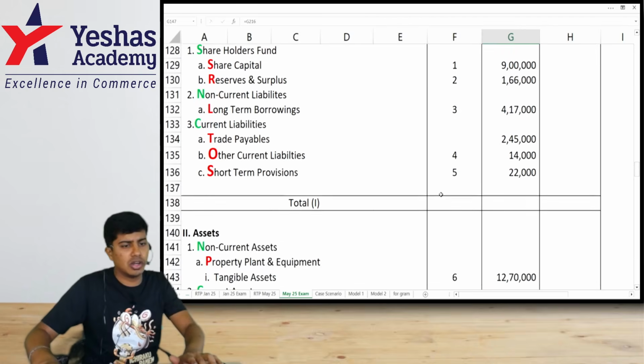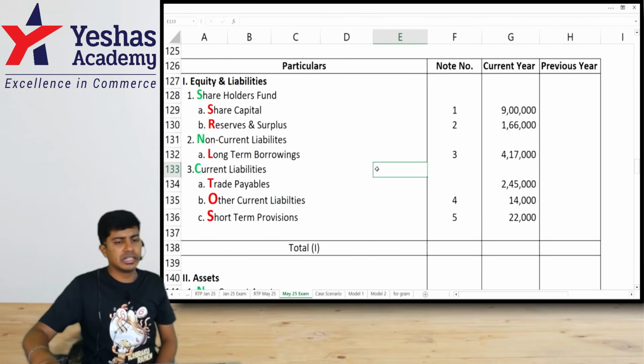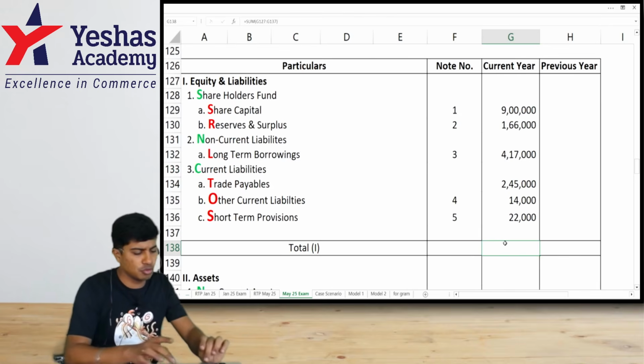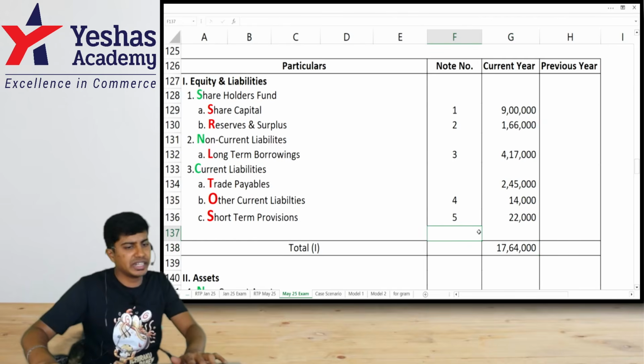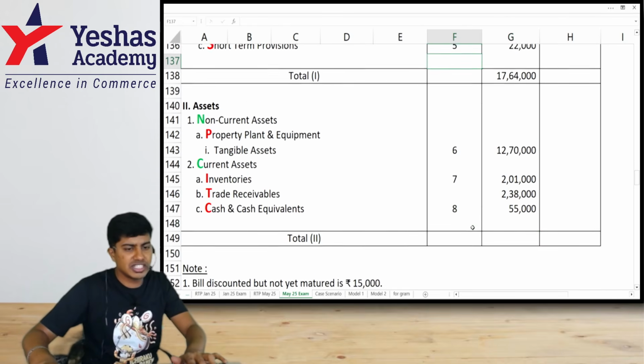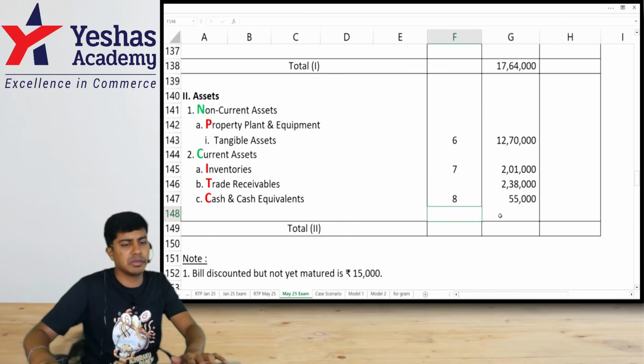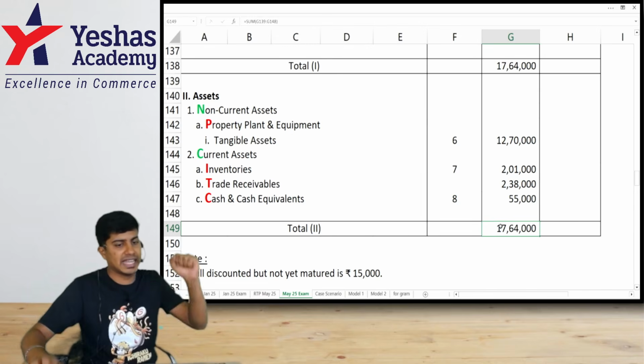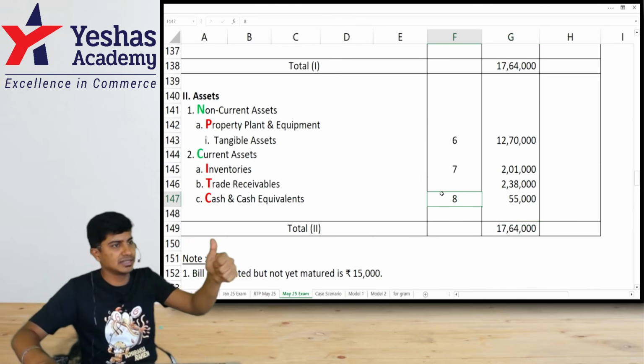Now take the total on the liability side first. 9 lakh plus 1 lakh 66 plus 4 lakh 17 plus 2 lakh 45 plus 14 plus 22, 17 lakh 64,000. Then check the total on the asset side. 12 lakh 70 plus 2 lakh 1 plus 2 lakh 38 plus 55,000, 17 lakh 64,000, and that's where your balance sheet tallies.